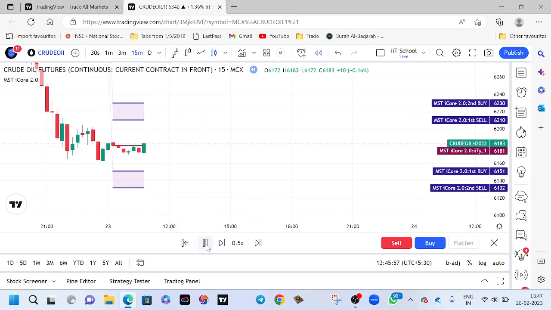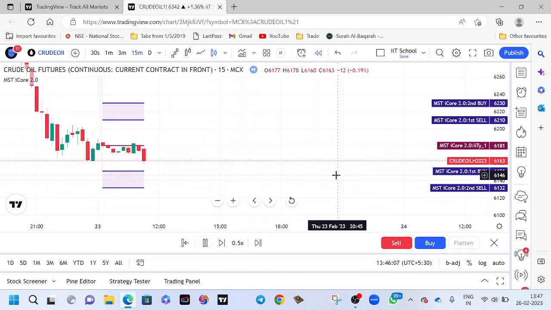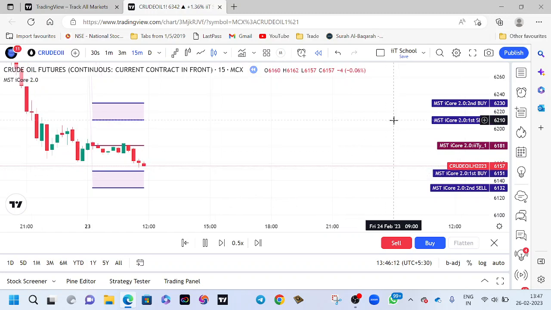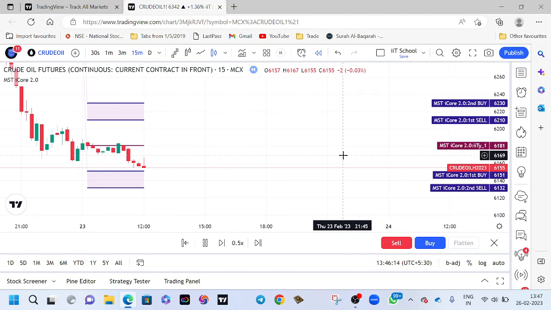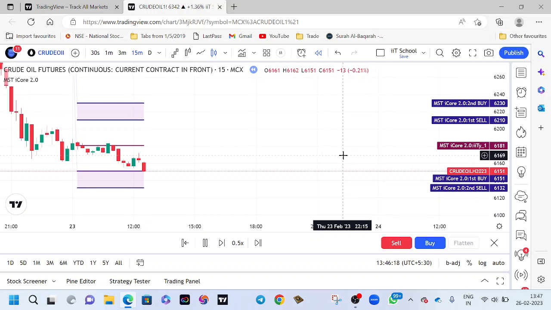This is the strategy that we are following. So again now I am playing the market. Now I have taken two orders. One is a buy order at 6151, another one at 6210. Whichever triggers first, that side I will trade, the other side I will ignore.